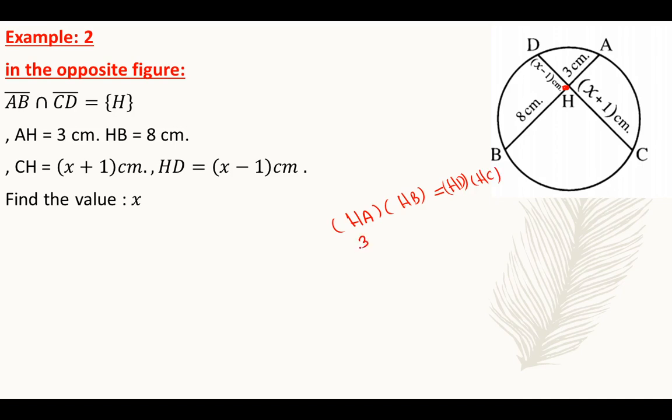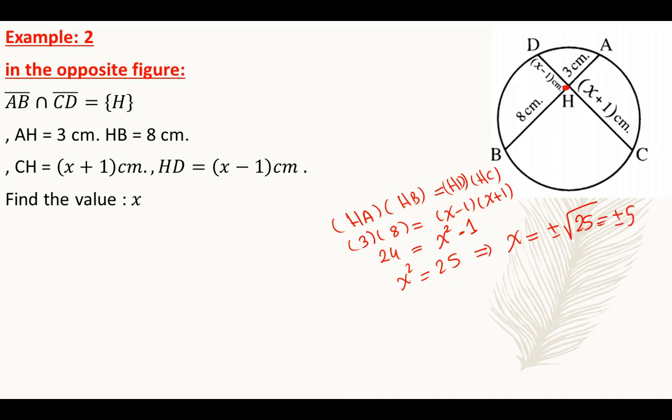HA equals 3 centimeters multiplied by HB, 8 centimeters, equals HD, which is x minus 1, multiplied by HC, which is x plus 1. 3 times 8 equals 24. x minus 1 multiplied by x plus 1 is a difference of two squares, which equals first times first minus second times second, so x squared minus 1. The negative 1 goes to the other side, so x squared equals 25. So x equals positive or negative the square root of 25, which is positive or negative 5.